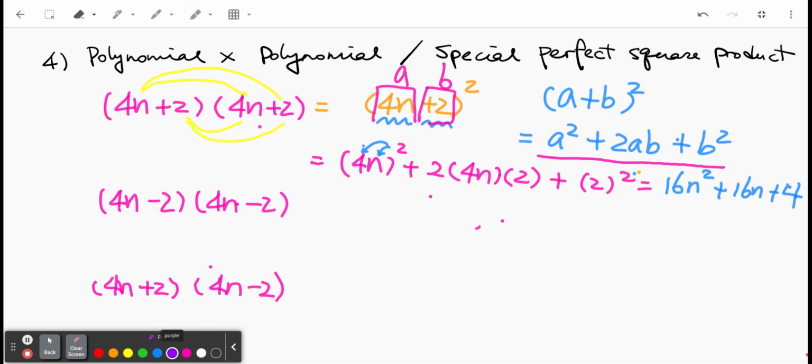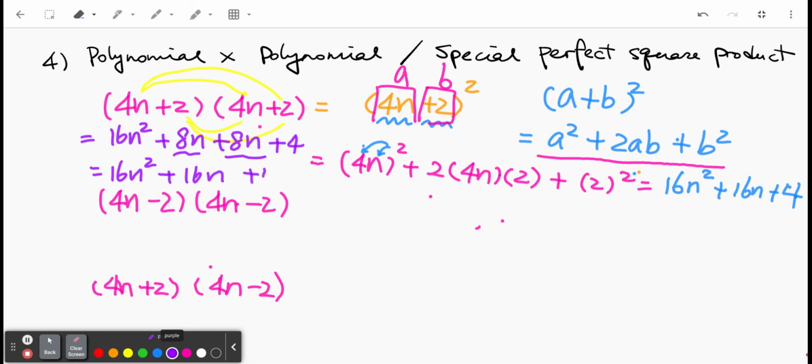Okay. You can still distribute. Let's see. If you distribute, you're going to get the same answer. So 4n times 4n is 16n squared. 4n times 2 plus 8n. 2 times 4n plus 8n. 2 times 2 plus 4. Combine the like terms. You got 16n squared plus 16n plus 4. See? Same thing. This and this are the same. So in order to save time, especially on the ACT, you want to use your formula.